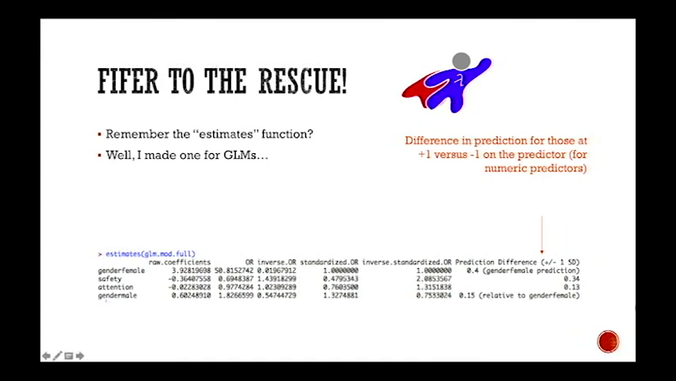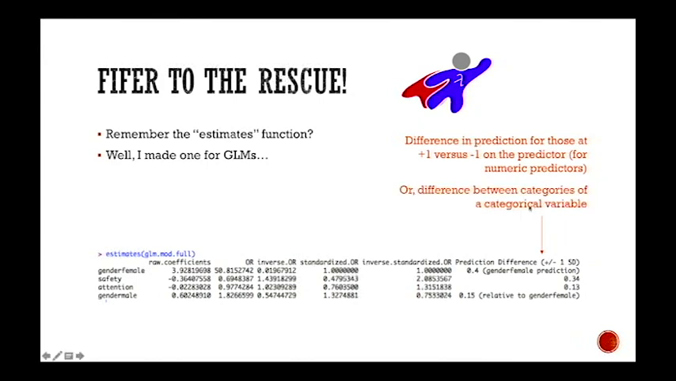So right here, this 0.34 for safety says that somebody who has a safety score one standard deviation above the mean has a 34% lower probability of getting injured relative to someone who is one standard deviation below the mean of safety. Likewise for attention, somebody who is one standard deviation above on attention is 13% less likely than somebody who is one standard deviation below. So this tells us that safety is more predictive than attention, because the differences in predictions are much greater.